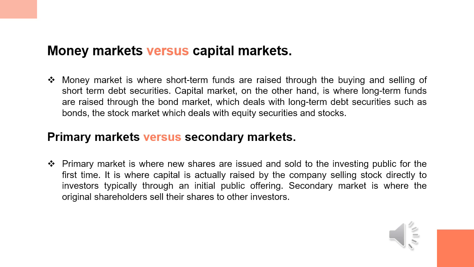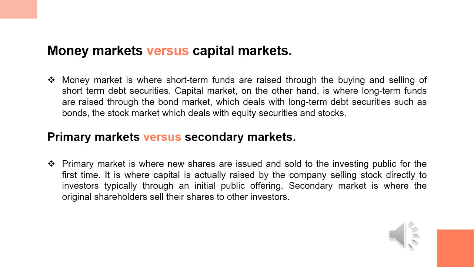So primary market is where new shares are issued and sold to the investing public for the first time. It is where capital is actually raised by the company selling stock directly to investors, typically through an initial public offering. While yung secondary market is where the original shareholders sell their shares to other investors.